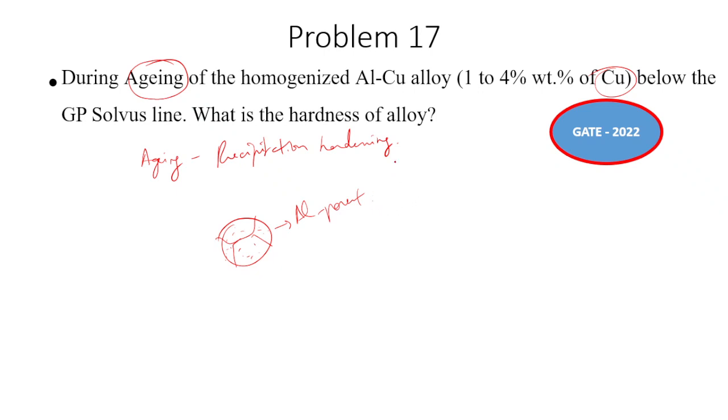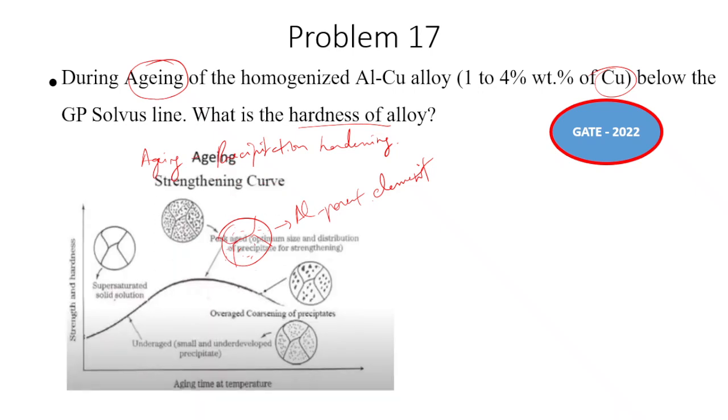So this is the process of aging, right? And the question is asking, during the aging process, I'll just simplify the question: what happens to the hardness of the alloy just below the solvus line? The answer is pretty simple. If we look at the aging curve, or the aging strengthening curve, right?